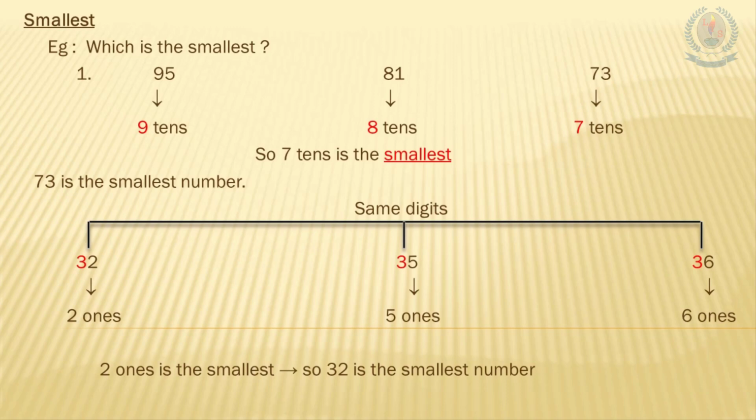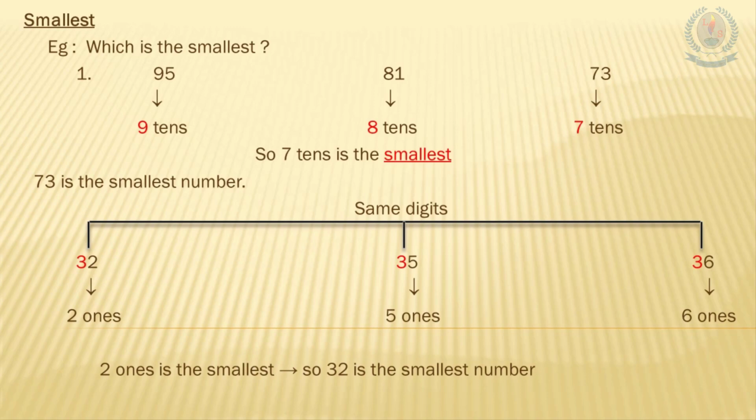Here the next way, same digits. I told you in greatest number also, if the digits in the tens place are same, we have to compare the digits in the ones place. Here you can see from the bracket I have showed you, and I have named it as same digits. 3, 3, 3. In all 3 numbers, the tens place is same. So 32, 35, 36. So you have to find out the smallest number.